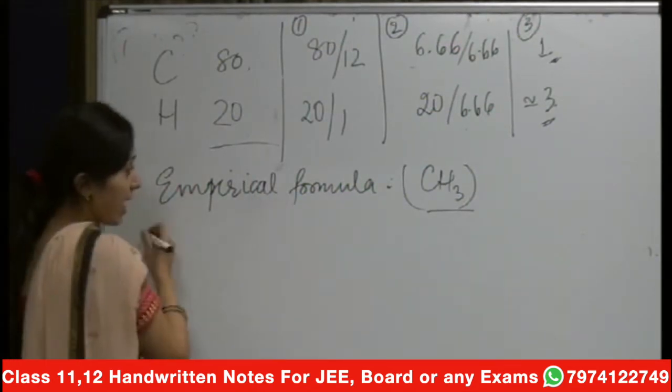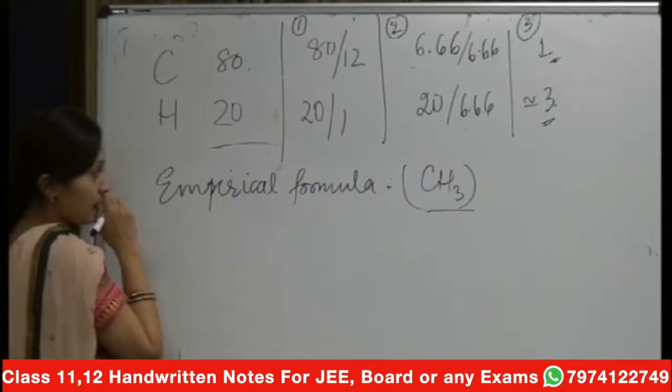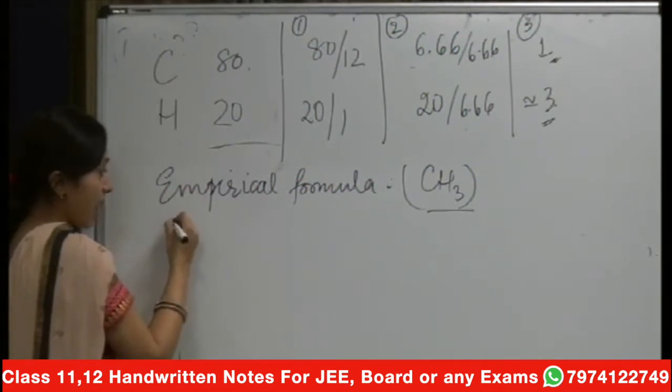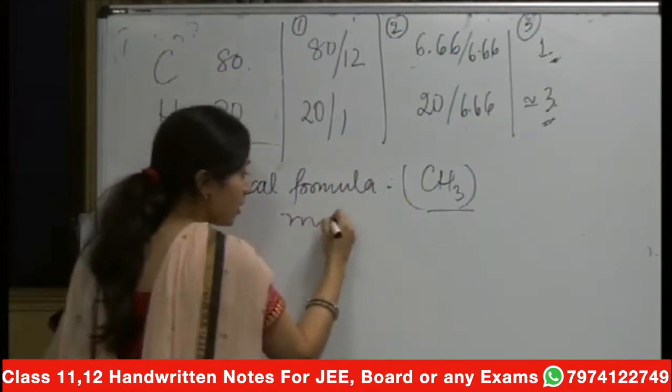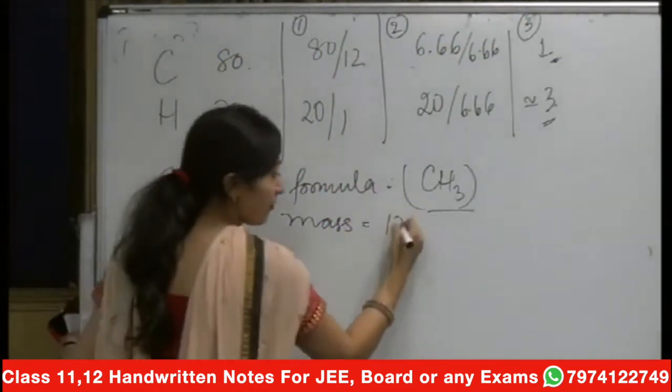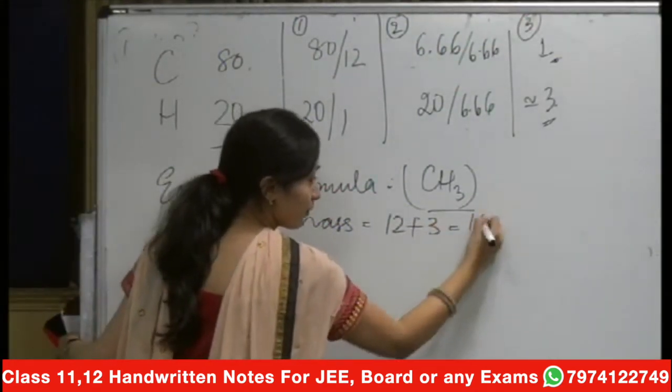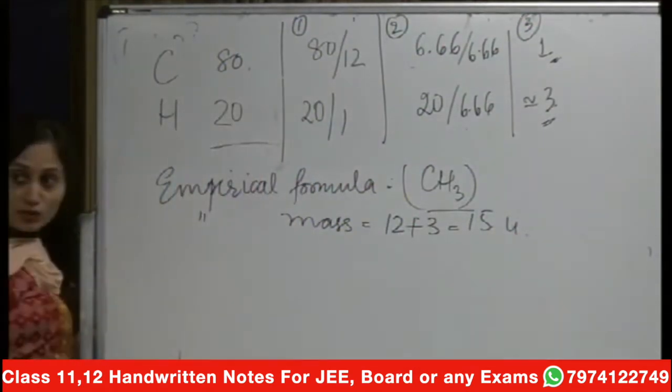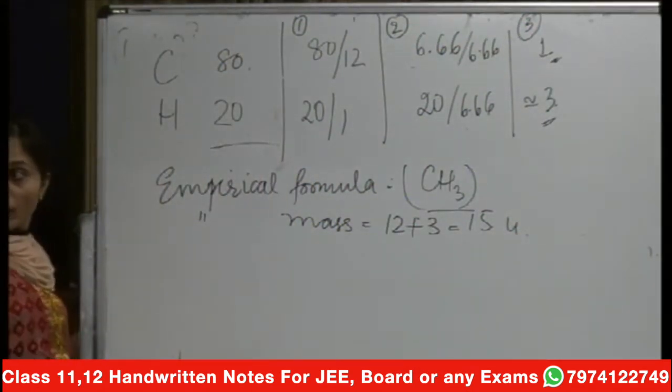Now if you have, say, you can find out the mass also, the empirical mass. What is the empirical mass? That is equal to 12 plus 3, that is equal to 15 atomic mass units. That's equal to 15. Everyone here with me?